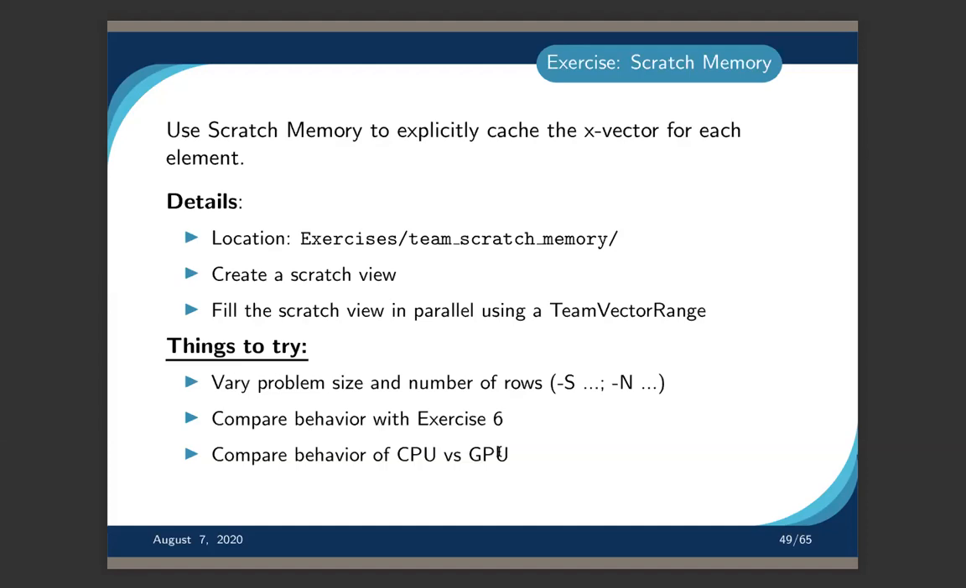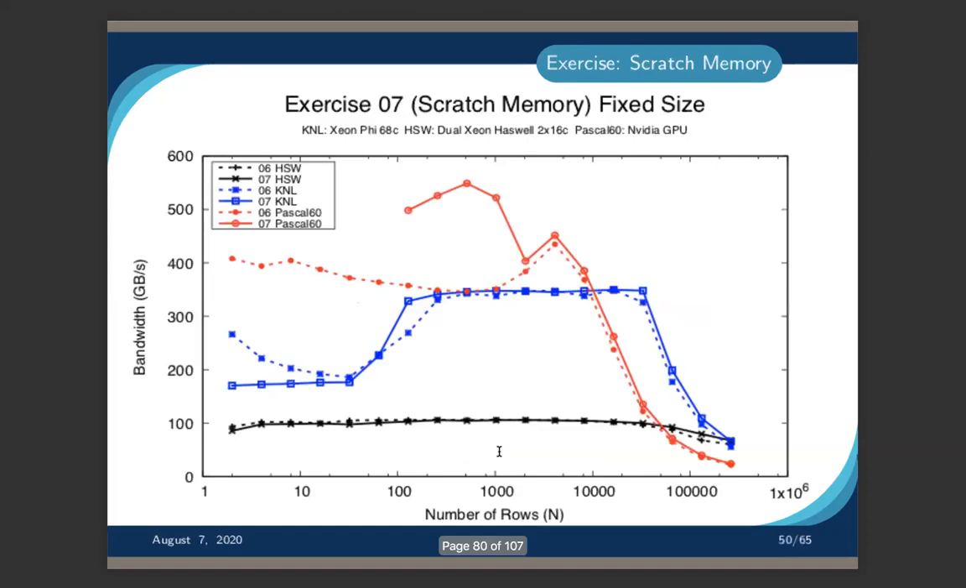Okay, so there's an exercise for that. Essentially what that does is it takes the previous 3-level vector loop and just adds that you cache the X vector. If you do that, you get something like this.